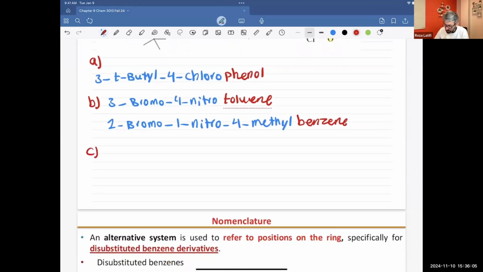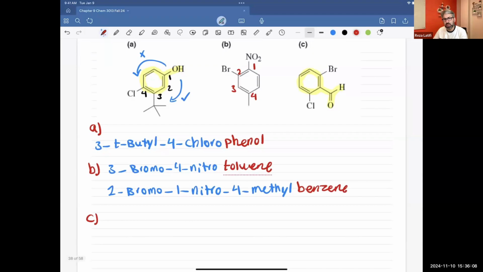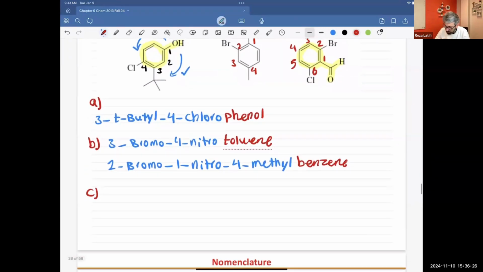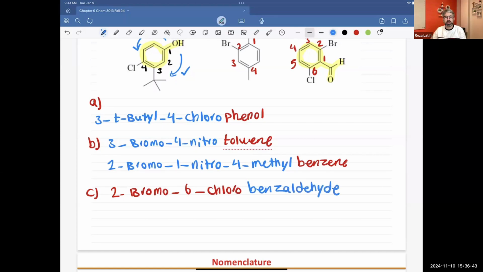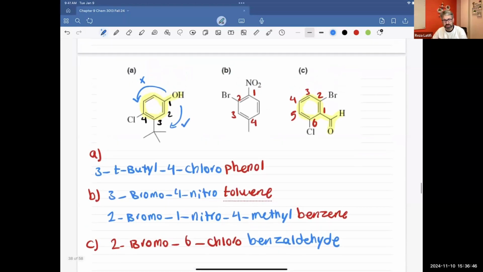Okay, and for C we have a benzoic, we have an aldehyde functional group, and the labeling, I'm going to start from here. Now I have to move to one side. Which one, bromide or chloride? The priority goes with bromo. So I go 2, 3, 4, 5, 6. So this one, it will give me 2 bromo, and then 6 chloro. And last thing, we're going to say benzaldehyde. And this is going to be the correct name for our C.